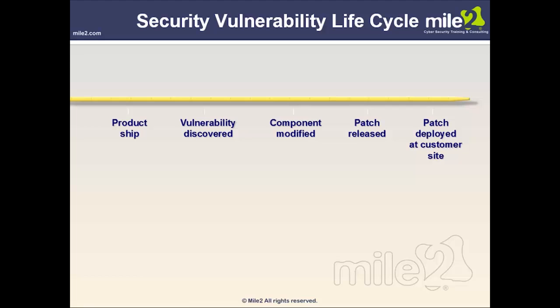All right, now when we look at the security vulnerability life cycle, basically what happens is you have a vendor that ships the product out. The users of the product generally will find some kind of flaw, some kind of error, something that's not working, and lo and behold, it's a vulnerability that they've discovered. Then the vendors get a hold of this, and they make modifications to those components. And with that, they come up with a patch. The patch is released, and then the patch would be deployed at the customer site.